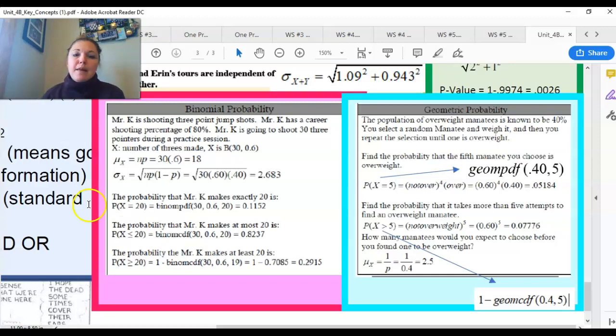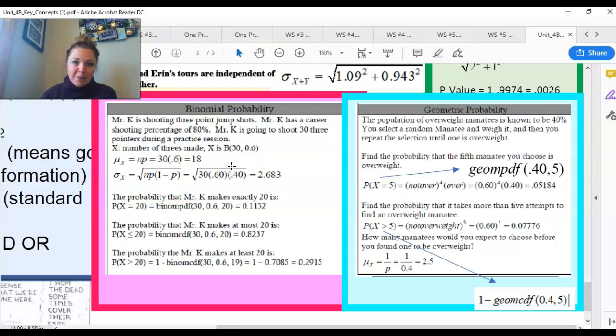Okay, with that being said, we just take 30 times 0.6, and that gives us 18. And then for the standard deviation, 30 times p, 0.6, times 1 minus p, 0.4. Take the square root, and that's our standard deviation.